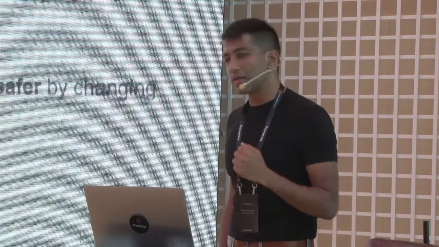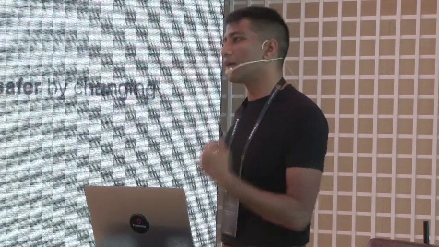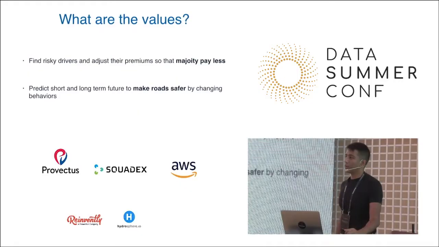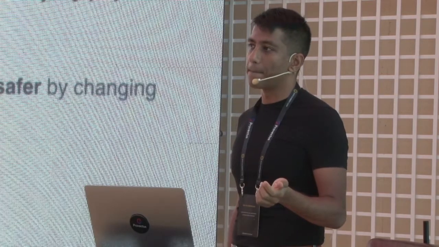And the second value is, imagine if through machine learning I can predict the future, short and long-term, which would end up making roads safer. As I saw, even for a simple gamification, a simple reward system, people end up driving better. So if we could do that, that has a huge value, which everyone would like. So if we could build such a system, everyone would use it, solving a real pain point and creating value for everyone.